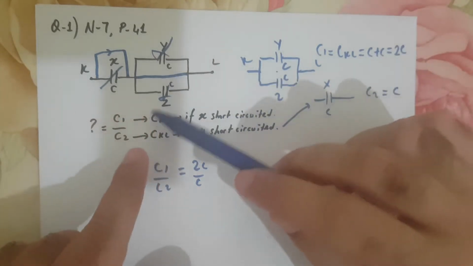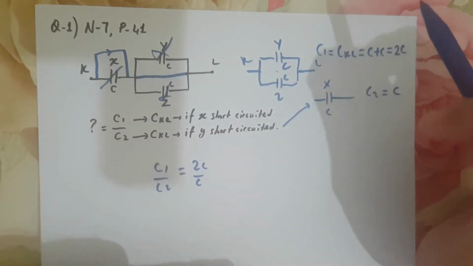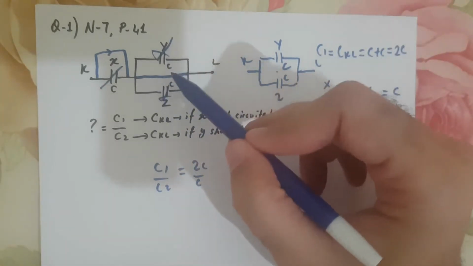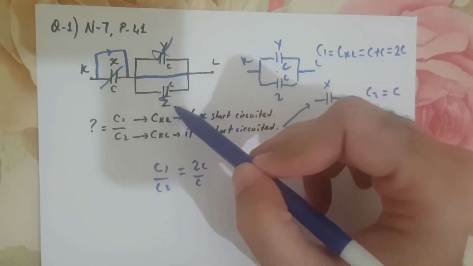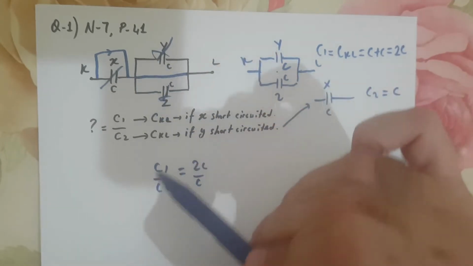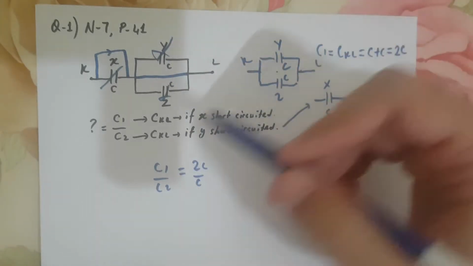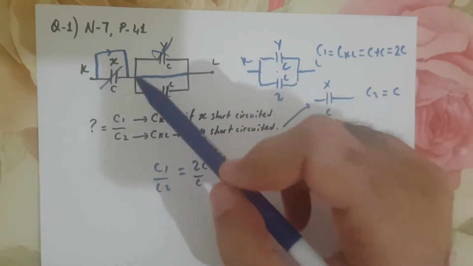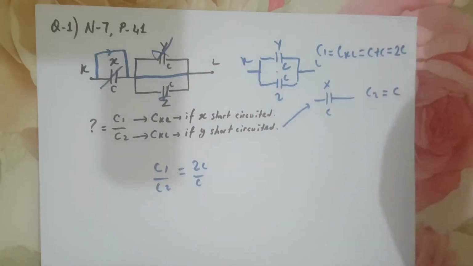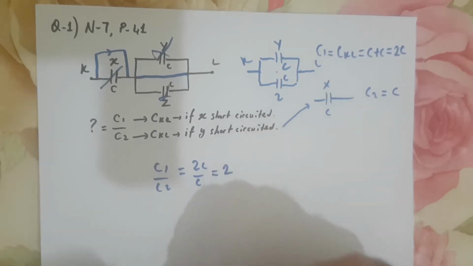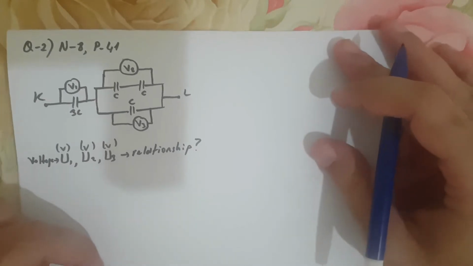What about when Y is short circuited? This is an important point. Not only Y but also Z is short circuited. Why? When we draw the line here, both are short circuited. So only X remains. So the equivalent capacitance between K and L is only the X capacitance, which is C. So what's the ratio? 2C over C equals 2. Okay, I hope you understand. Let's look at the next question.